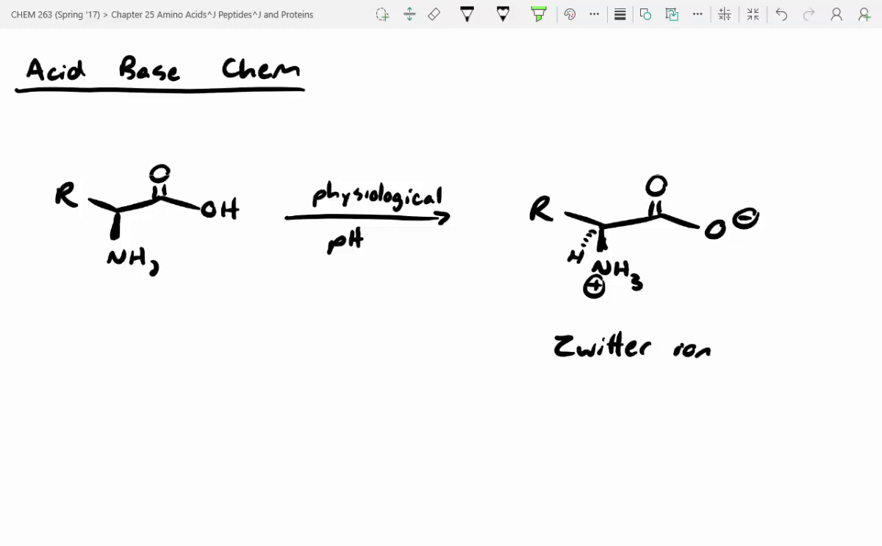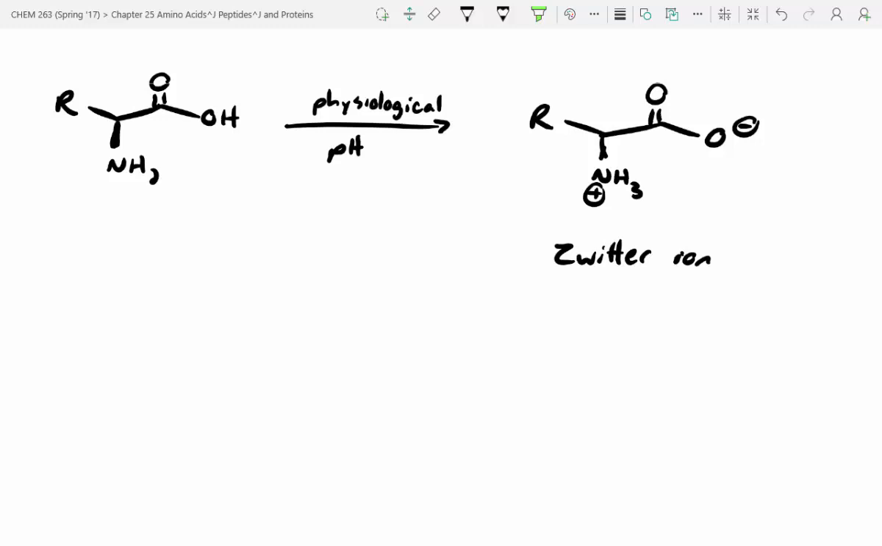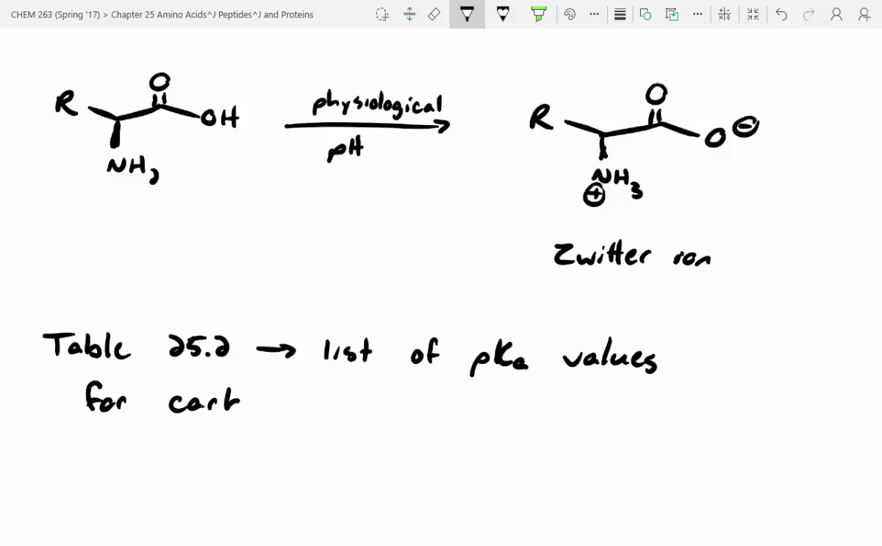It's not easy to remember the pKa values, so typically what most chemists do is they just refer to a chart. And table 25.2 has a list of pKa values for the carboxylic acids and ammonium ions. The thing that confuses people is when they look at these, they think that the pKa value listed for the nitrogen is the pKa value for this. Is it? No, it's the pKa value for the charged species on the right. So you do have to be aware of that.